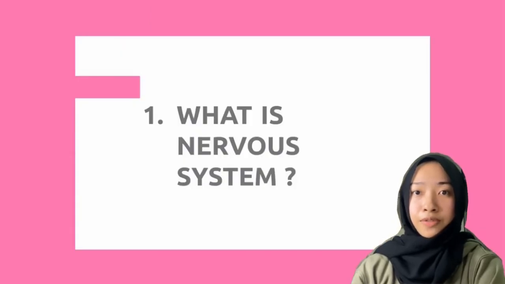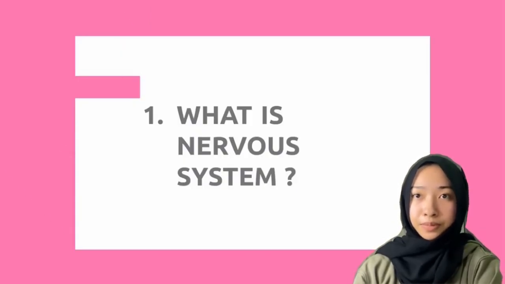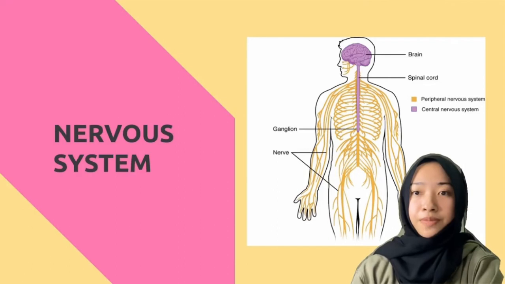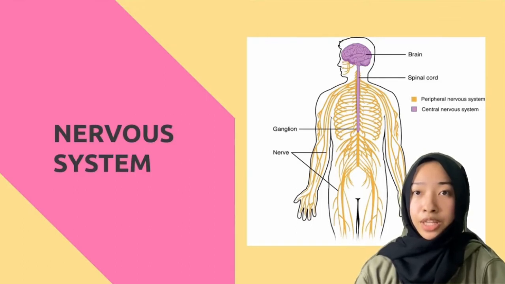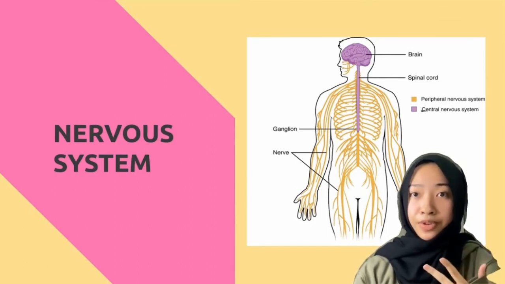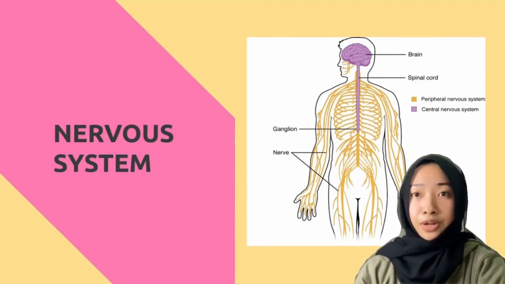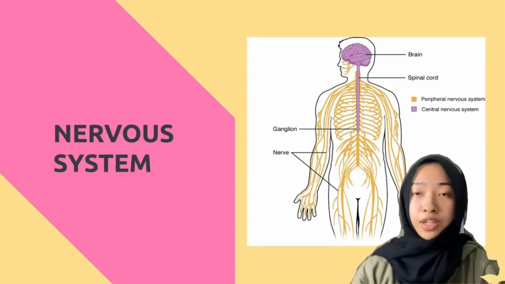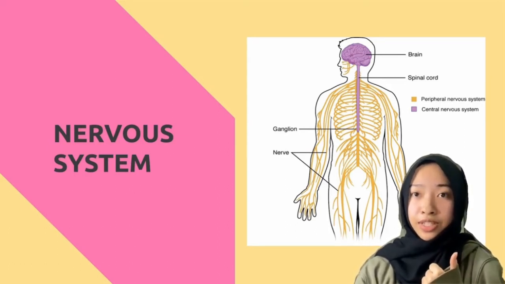Okay, so I'll start off with what is the nervous system. The nervous system is the major controlling, regulating and communicating system in our body. It is the center of all mental activity, including thoughts, learning, and also memories. Together with the endocrine system, the nervous system is responsible for regulating and maintaining our body's homeostasis. There are two parts of the nervous system. The first one is the CNS, central nervous system, and the second one is the PNS, peripheral nervous system.